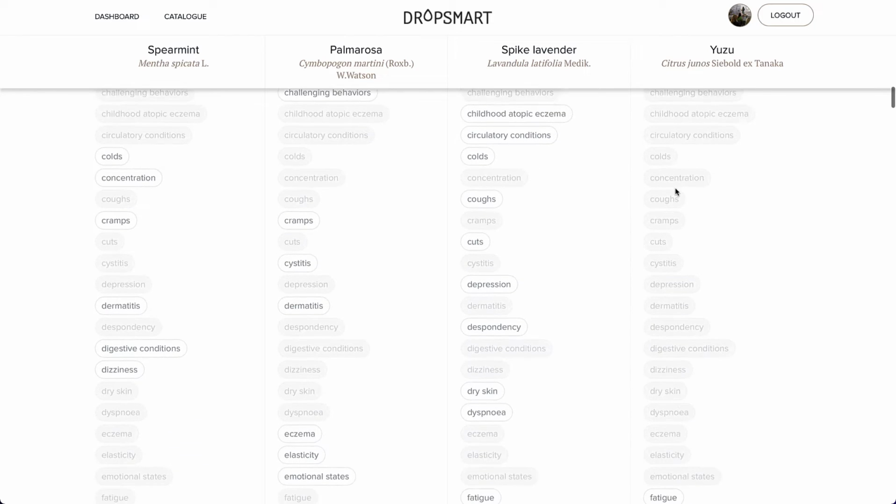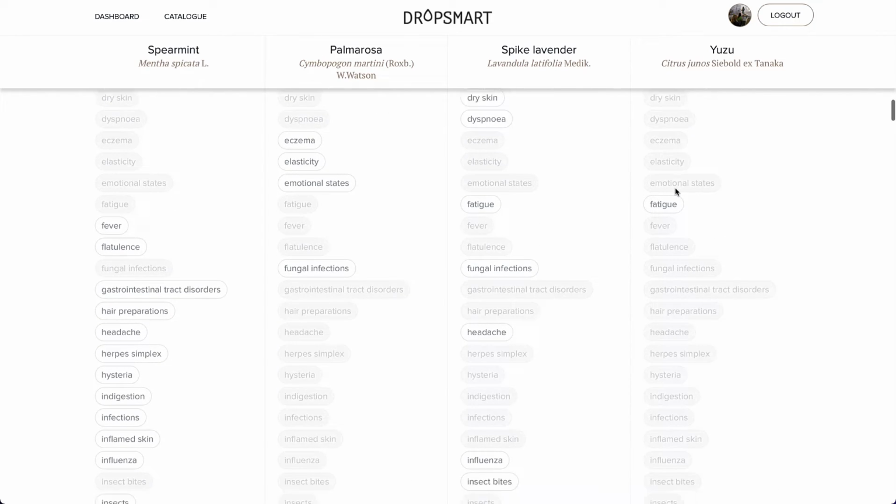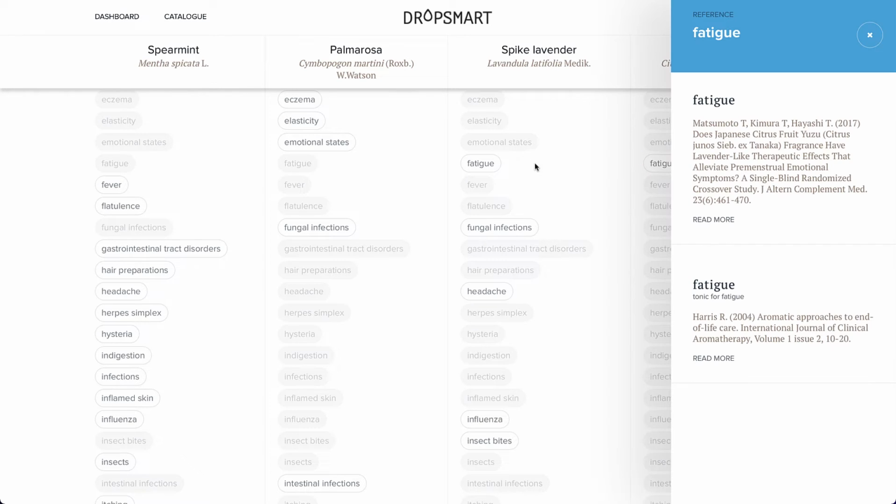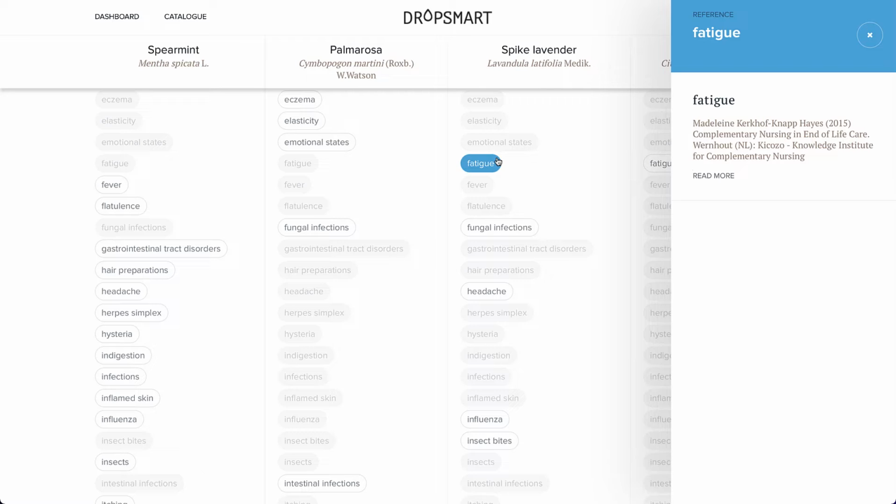Next, you can go through all the list and see what else you can use it for, but now I'm concentrating on things connected to stress. So one of that is fatigue. And as you see, Yuzu and spike lavender are recommended for fatigue. And this doesn't surprise me, because as I said, spike lavender does have a chunk of 1,8-cineol to give you a little bit more of that spice and energy.